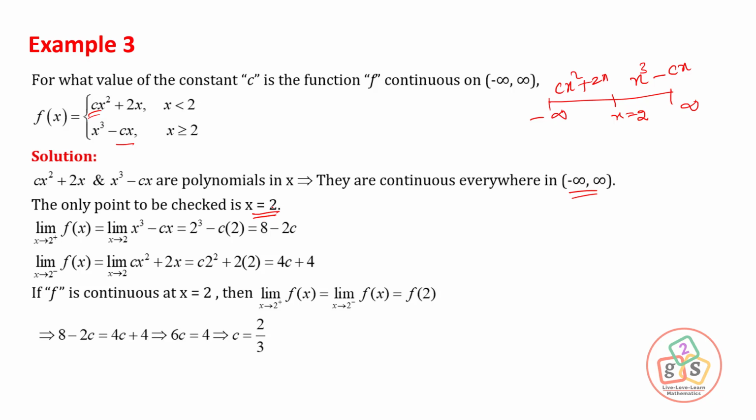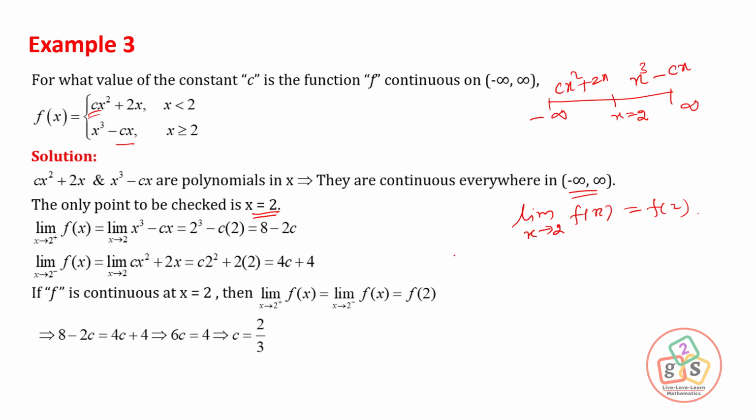So what is the meaning of continuity at the particular point? That is, limit x tends to 2 of f of x is equivalent to f of 2. So now we find the left hand limit. Limit exists means what?